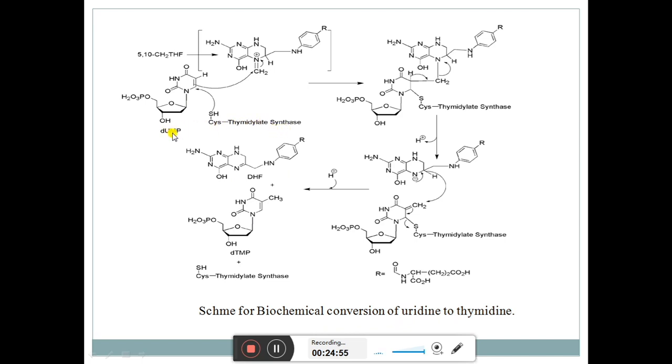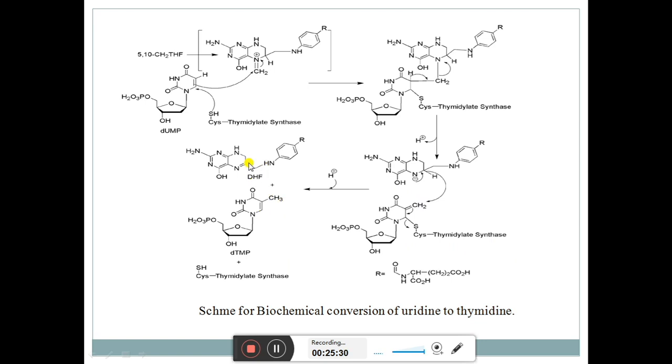Deoxyuridine monophosphate, with the help of this enzyme, and this cofactor is required, that is the tetrahydrofolate cofactor. So this drug is converted into this complex molecule. That complex then undergoes methylation at the 5th position. Then the thymidylate synthase is released as such. So here we have a methyl group at the 5th position.